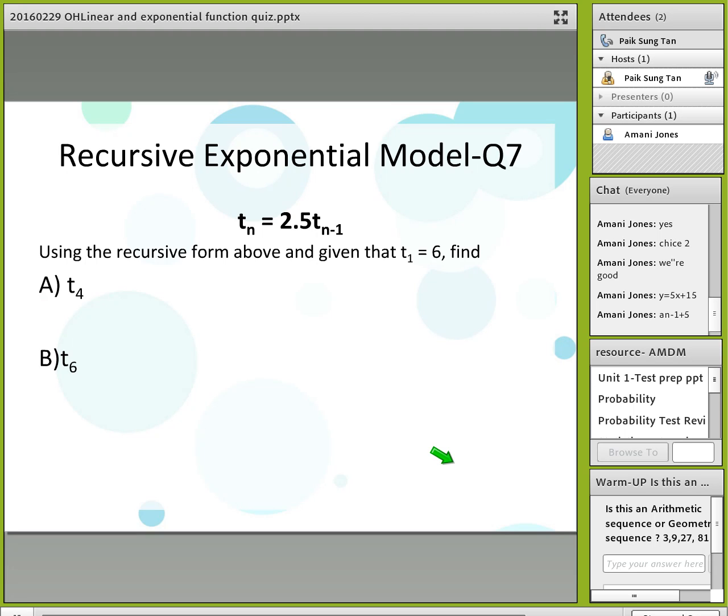All right. So now we have been working on arithmetic sequences, recursive models, and function rules. Now we are going to work a little bit on exponential models, or geometric sequences. How do you use this recursive form to find the next terms? These are very basic. Do you need me to review, or can you go ahead and try it? Tell me what's the answer for A and B.